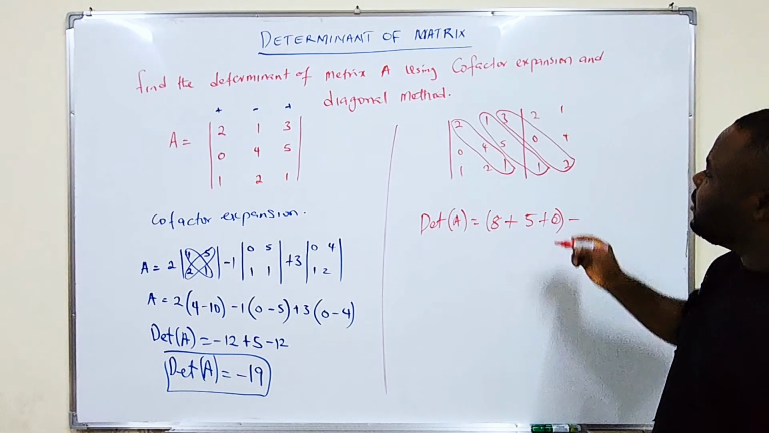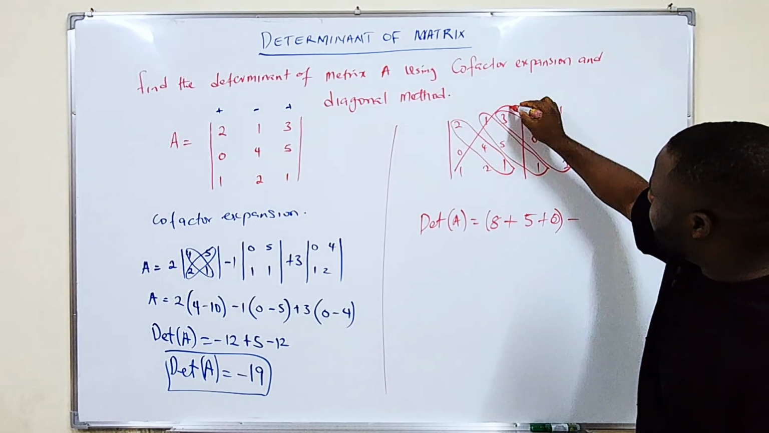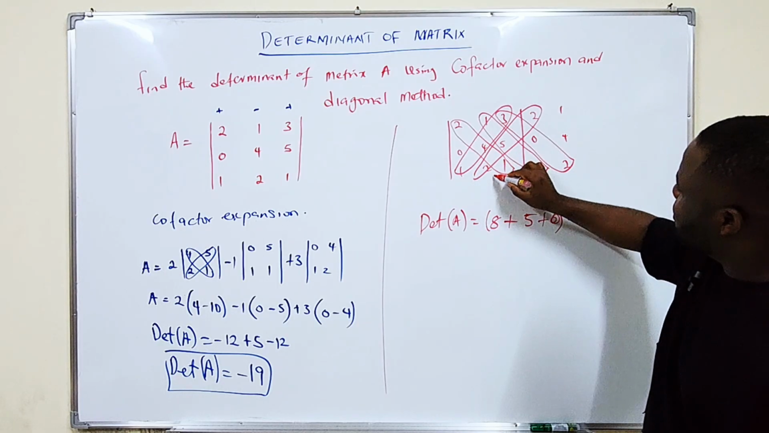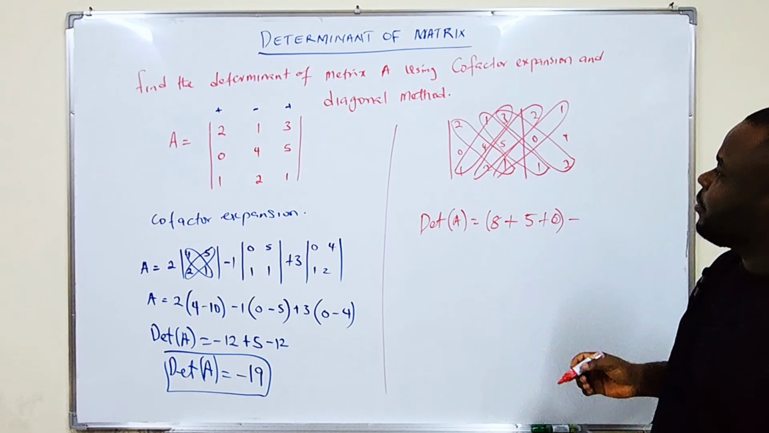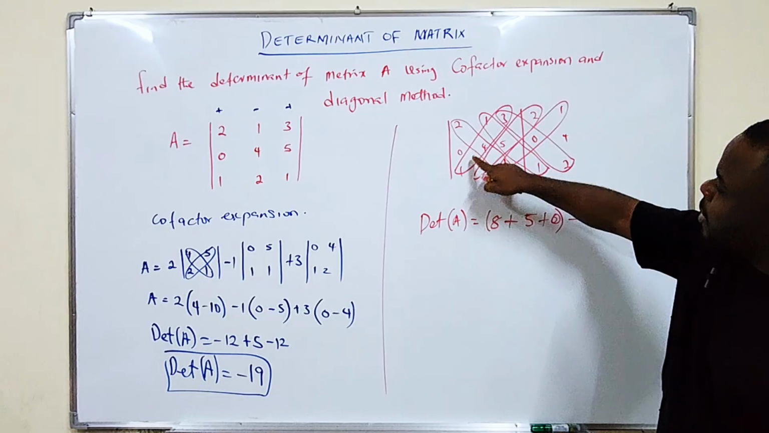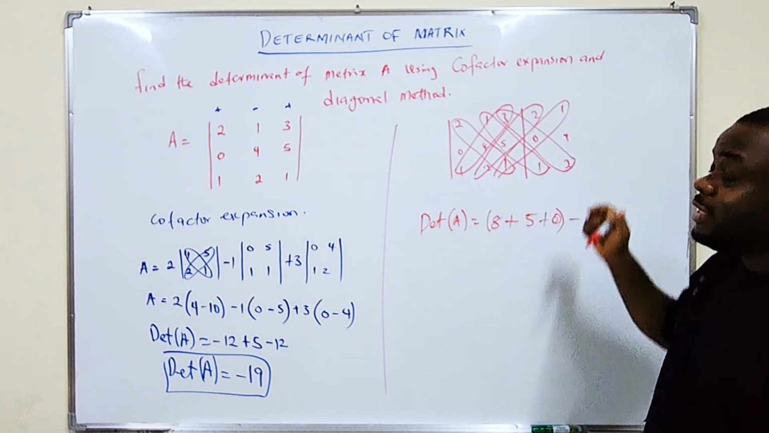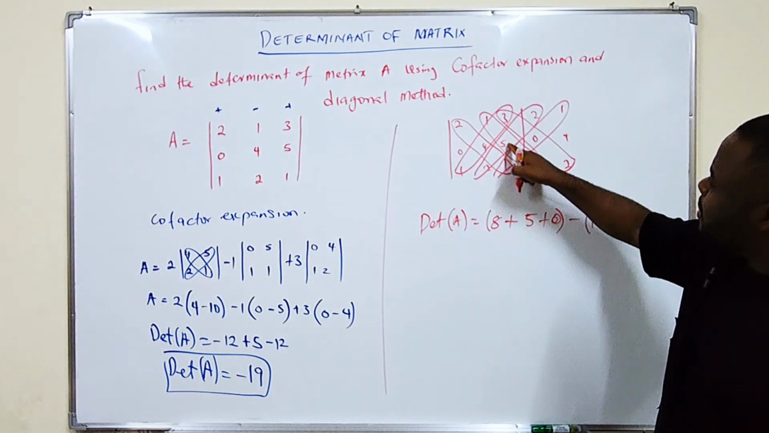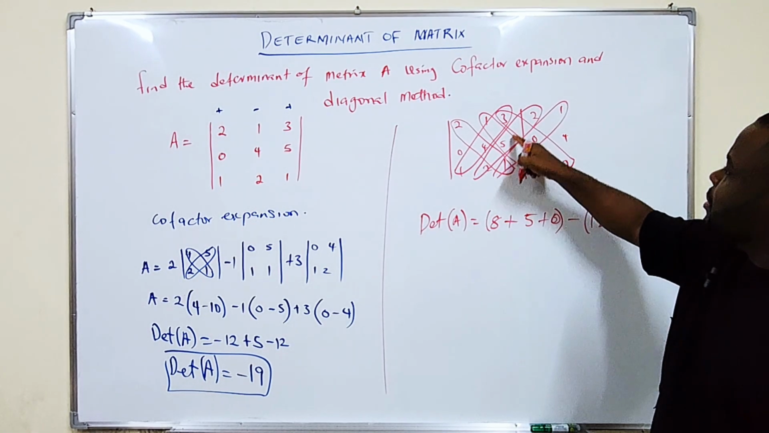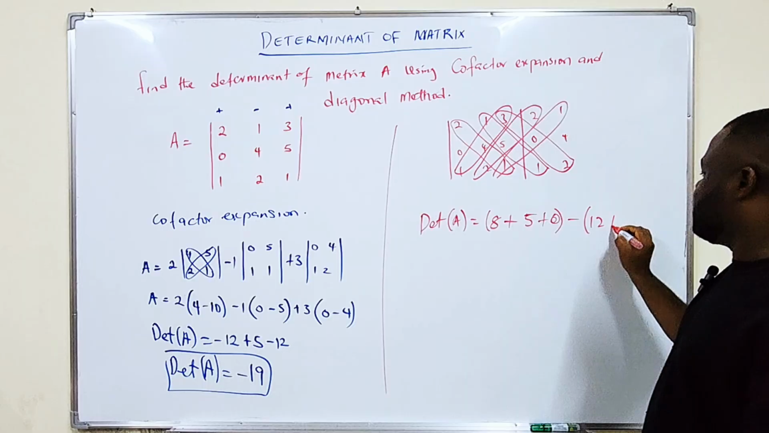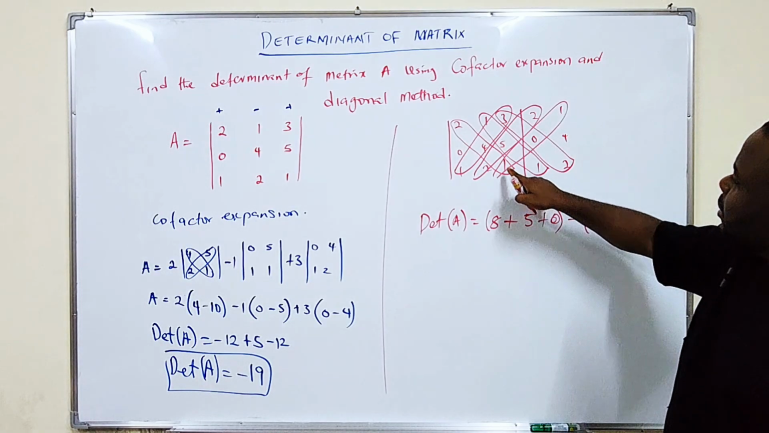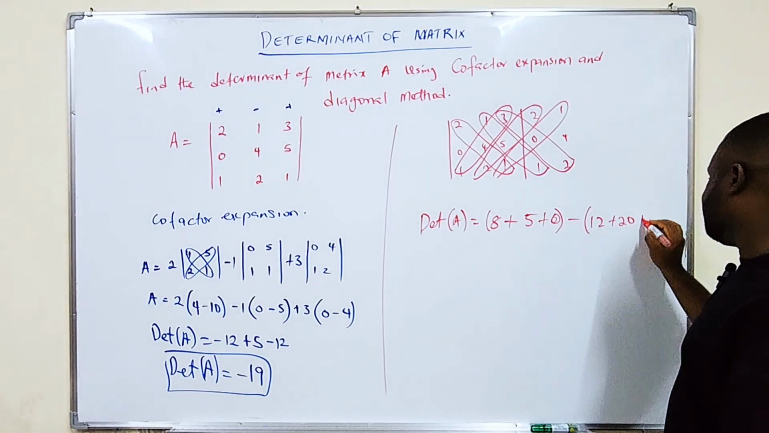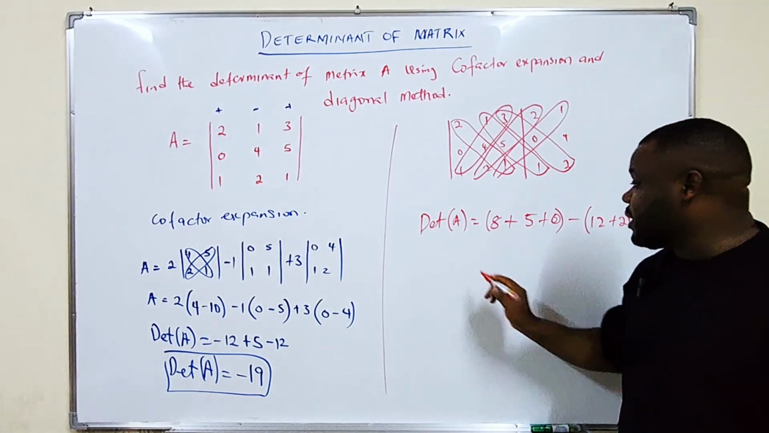Then we now find the difference with the other diagonals. So we have this diagonal 1, 2, and 3. This will now be 1 multiplied by 4 is 4, 4 multiplied by 3 is 12. So I have 12. Now I have 2 multiplied by 5 is 10, 10 by 2 is 20, so plus 20. Then 1 multiplied by 0 is 0, 0 multiplied by 1 is still 0. So plus 0.